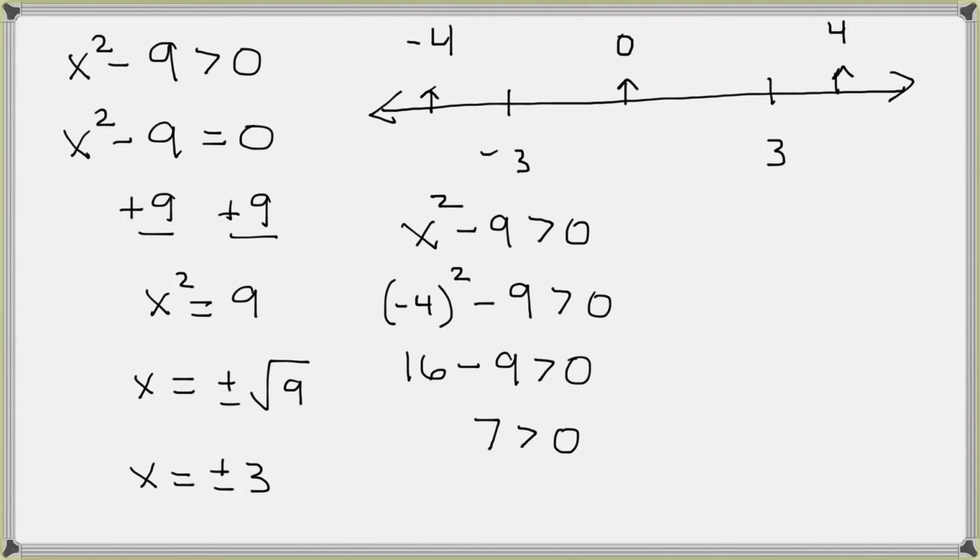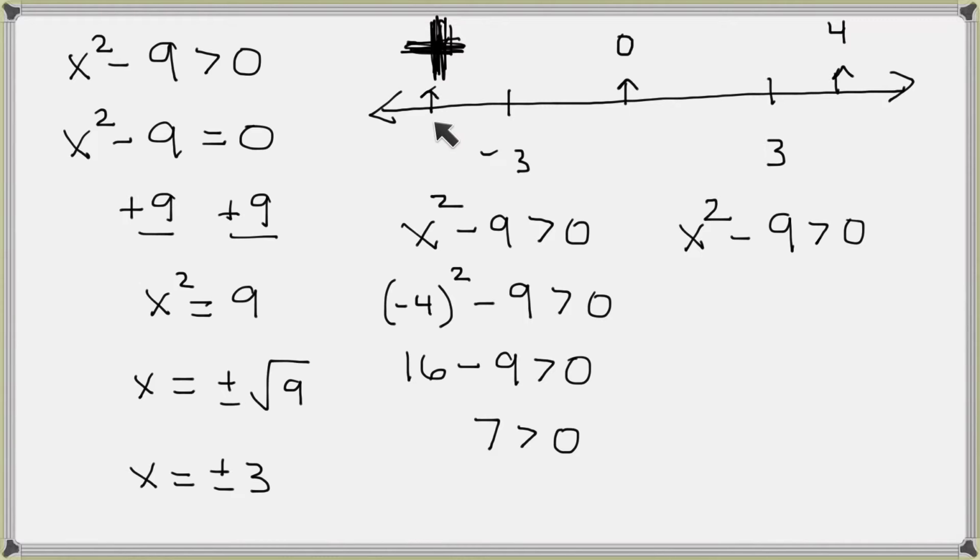But what we really care about here is whether or not those numbers on that piece to the left of negative 3, when we substitute them into x squared minus 9, are positive or negative. And here you can see that I got a positive 7, right? So that means that I would get a positive on this piece right here.